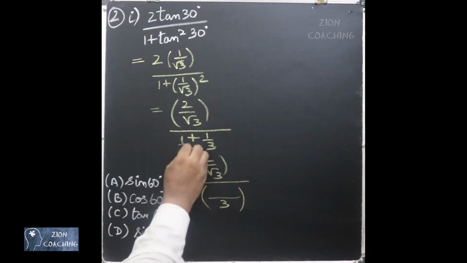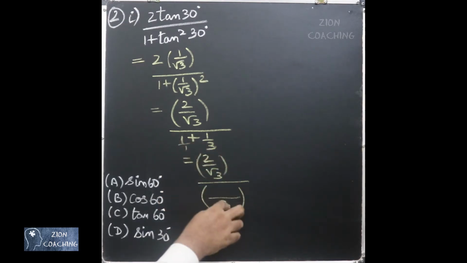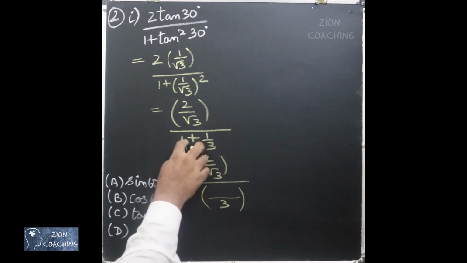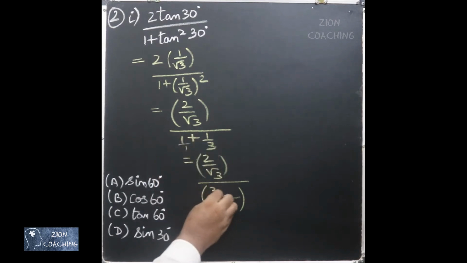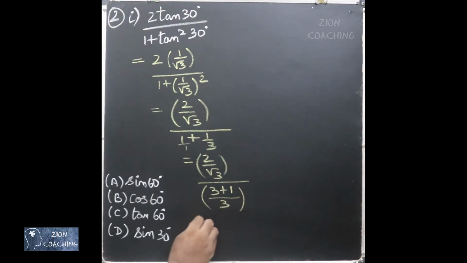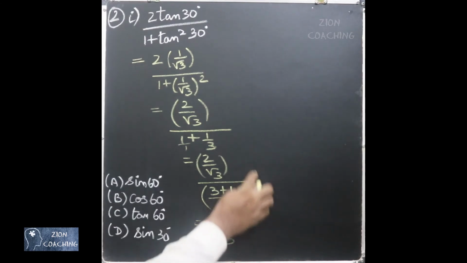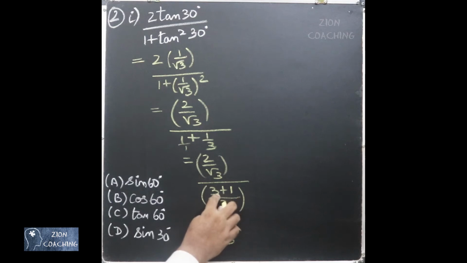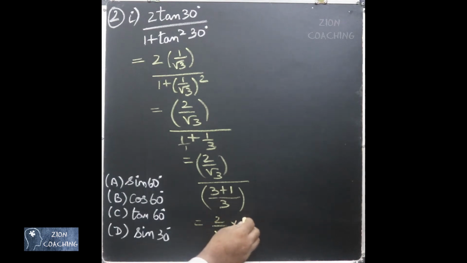Now since the denominator here is 1, 1 into 3 is 3, so multiply numerator also by 3. 1 into 3 is 3 plus 1. Then you will have 2 by root 3. I am going to take this to the numerator. This is nothing but 3 plus 1, that is 4 by 3. When you take it to the numerator, it will become upside down. So you will have 3 by 4.